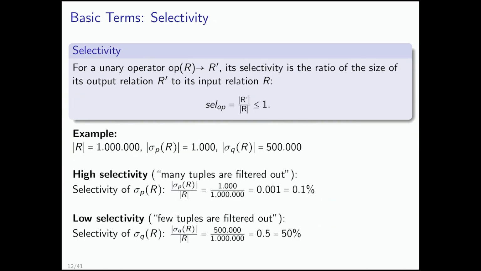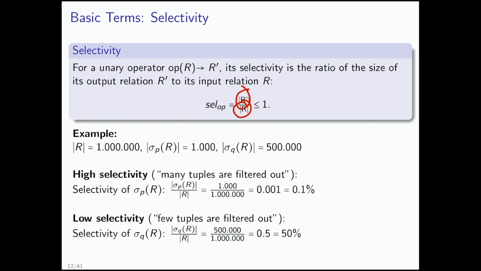So before we go there, some more terminology, and that is the term selectivity. So what is selectivity? For a unary operator, having one input relation and one output relation, its selectivity is the ratio of the size of its output relation R prime to its input relation R. In other words, if you recall this notation, that's the cardinality, meaning the number of tuples in a relation. So what we're doing here is we compute the number of tuples in the input, and we have the number of tuples in the output.